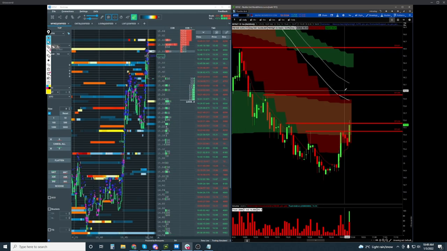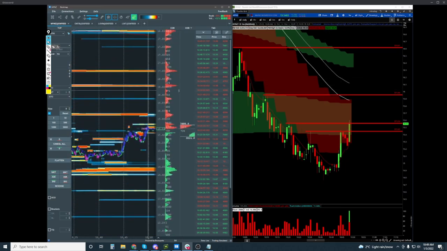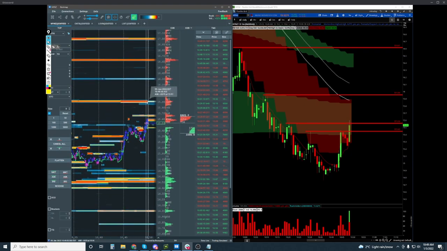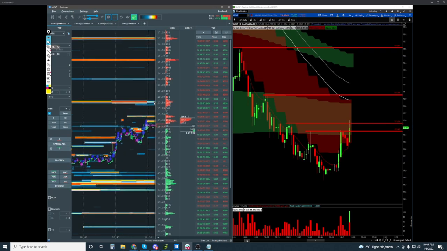So I'm not really waiting for the 16. I'm looking already at Bookmap, if I have liquidity to test that level. Beautiful, Nguyen.